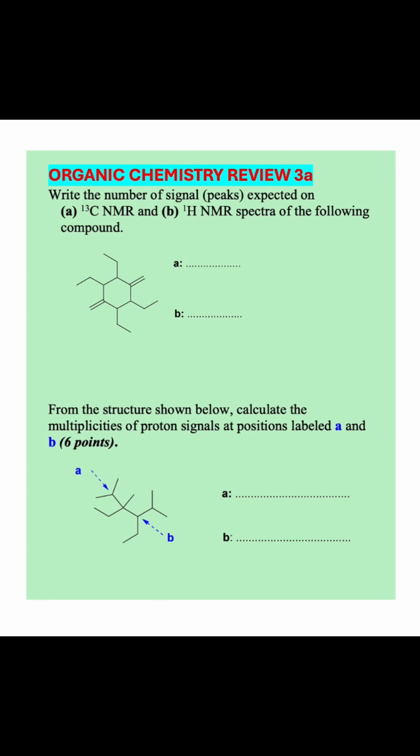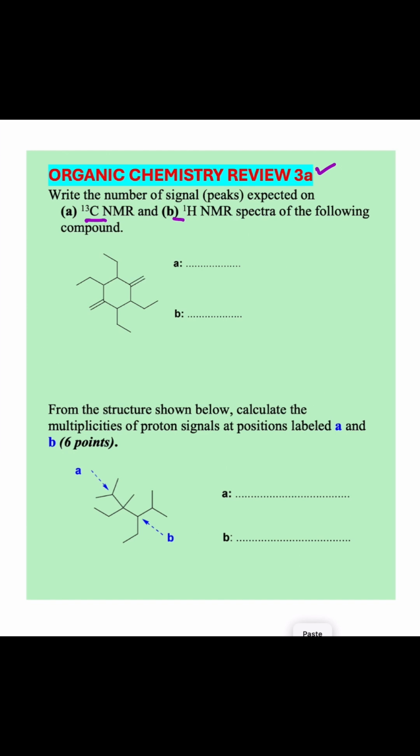Today we're looking at Organic Chemistry Review, Part 3A. The first question says, write the number of signals or peaks expected on number 1, carbon-13 NMR spectrum, and then B, proton, that's H, proton NMR spectrum of the compound below.